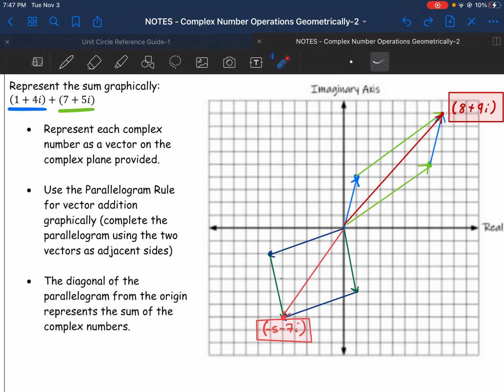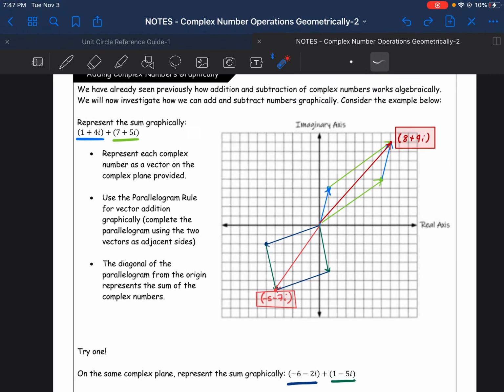Now, we can always back that up algebraically. We can say, okay, if I want to add these complex numbers together, let's add the real parts. 1 plus 7 would give us 8. Let's add the imaginary parts. 4i plus 5i gets us 9i. And we can see that everything checks out.